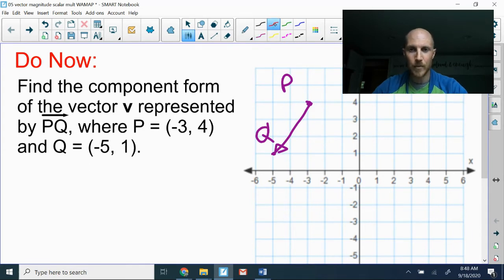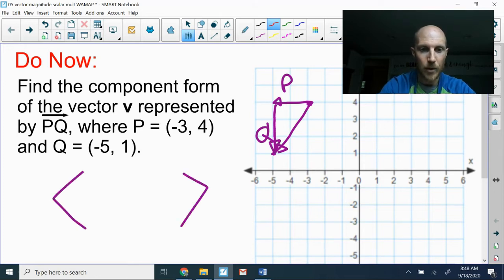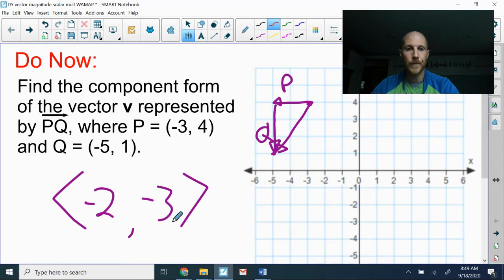All right, well, to find the component form, I need to know how far sideways in the X direction I have gone and how far vertically in the Y direction I have gone. I'm going to use pointy brackets for component form. I'm just going to count squares now that I have my little triangle drawn. So I went in the X direction first, -2, and in the Y direction was -3. All right, well, there's my component form.